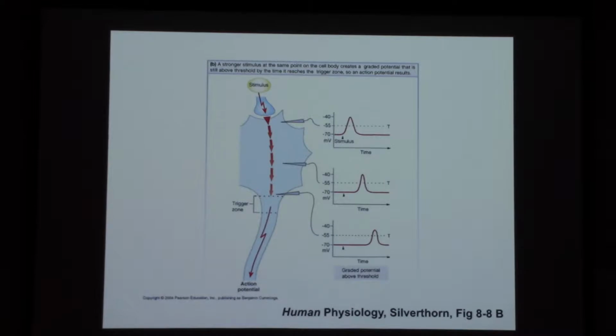Okay, so now let's go ahead and assume that the graded potential was strong enough to reach threshold at the beginning of the axon. We get an action potential. Now we get to actually talk about what is an action potential. So let's cover that. All right, some characteristics of action potentials. Within an individual cell, all action potentials are identical in strength.